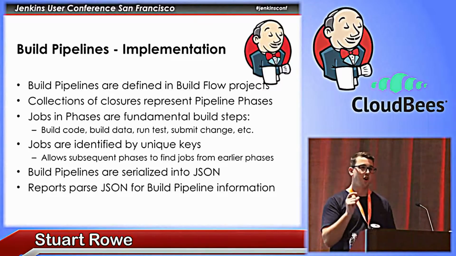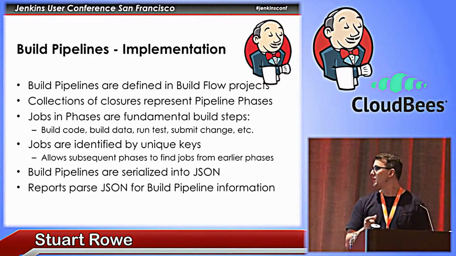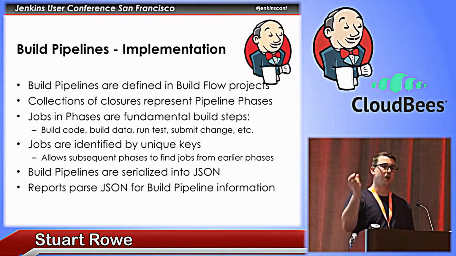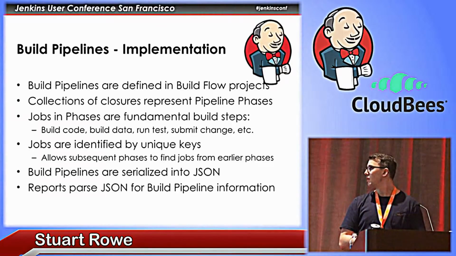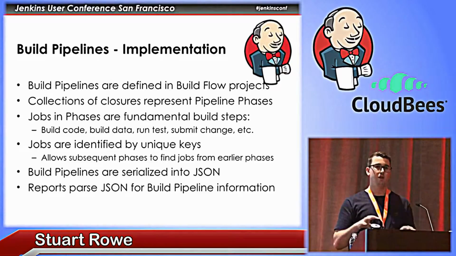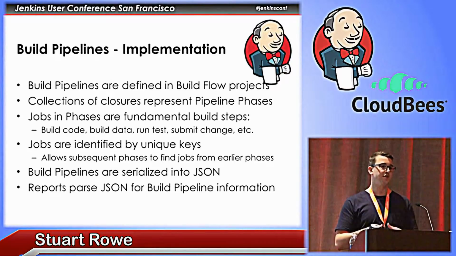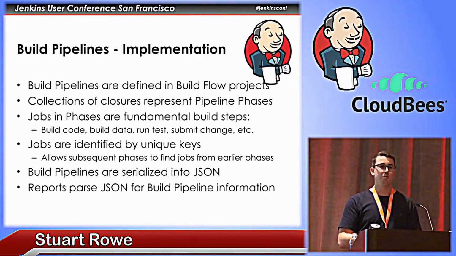And we can identify jobs that ran by assigning each job a unique key, so that a test phase job that needs to refer to a build can look up that build from the previous phase. And then we take all these build pipelines, all the information about the jobs that ran in each phase, and we can serialize that into JSON, and that JSON can be used to easily create reports from.